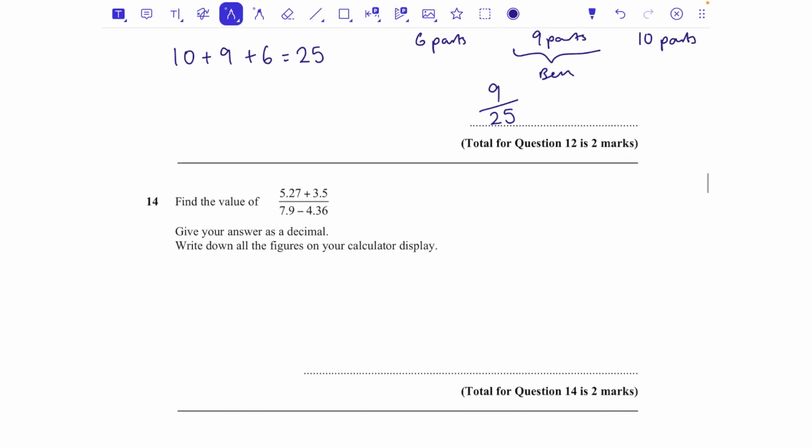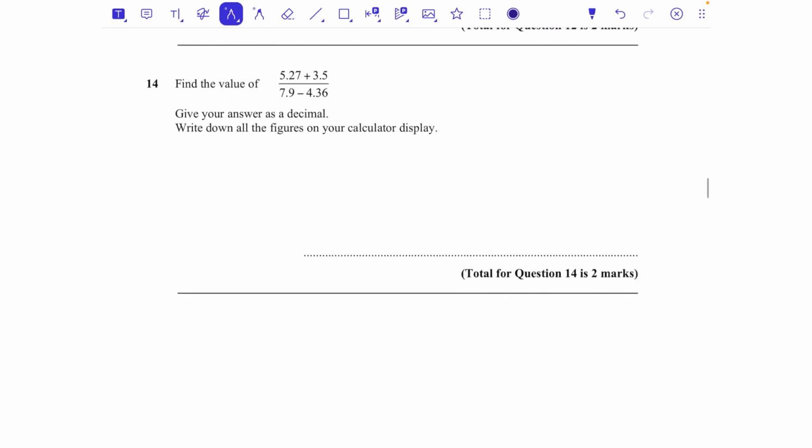Question number 14. Find the value of 5.27 add 3.5 over 7.9 minus 4.36. Now this is just getting you to see if you can use your calculator. There's a lot of different ways you could do this. You could just work out the numerator and also work out the denominator and then just divide your two answers. Or you can use the fraction button in your calculator, which is what I'm going to do.